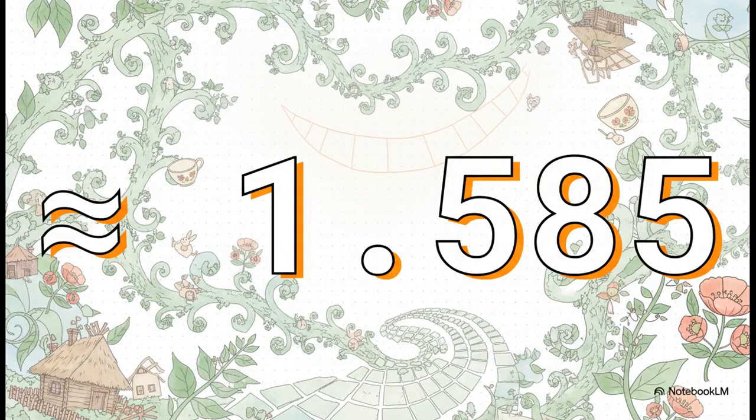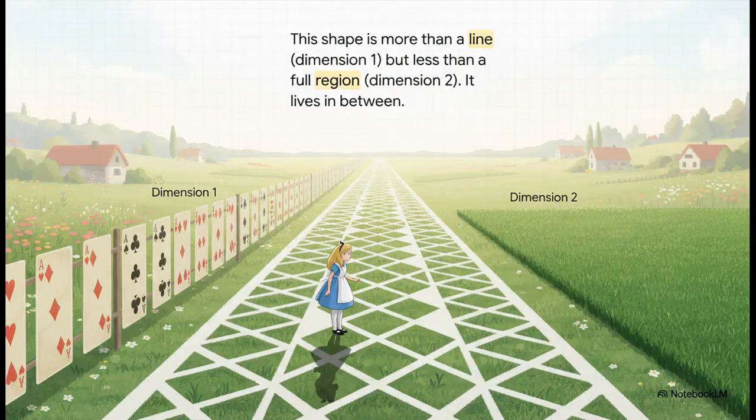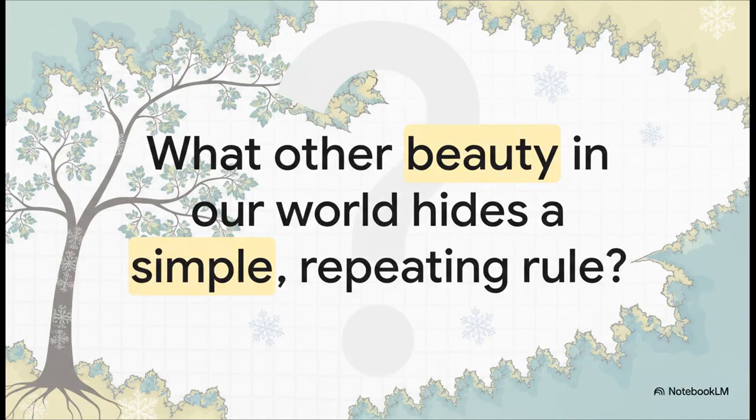When you actually solve that equation for d, you don't get a whole number. You get about 1.585. And that is just an incredible result. The Sierpiński triangle isn't a 1D object, and it isn't a 2D object. It actually lives in a mathematical space somewhere in between. It has a fractional dimension. It's way more complex than a simple line, but it's so full of holes it can't quite fill up a flat surface. So where does all this leave us?